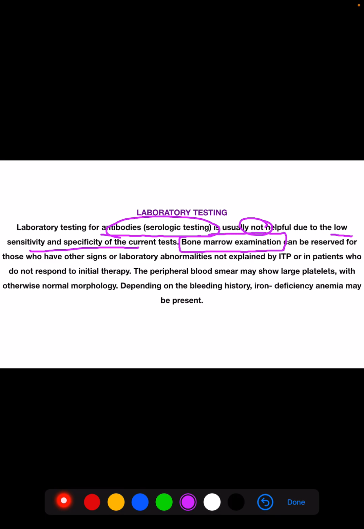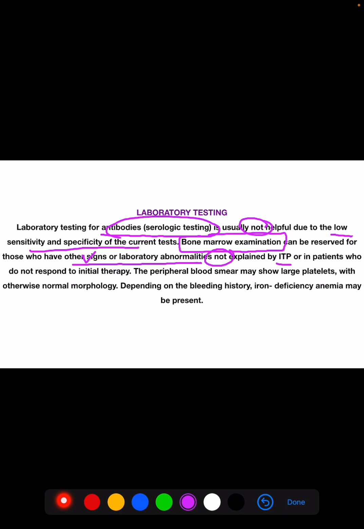So this is done for patients who have other signs or laboratory abnormalities which are not explained by ITP, or in patients who do not respond to initial therapy. We have given treatment but the patient is not responding, or the patient could have other signs or other laboratory abnormalities which are not explained by ITP, then we can go ahead with the bone marrow examination.